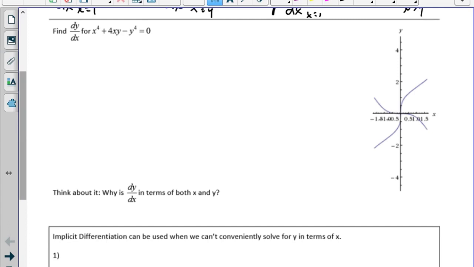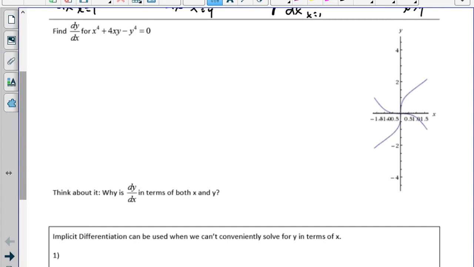So what we might want to do then is deal with a graph, for example, of x to the fourth plus 4xy minus y to the fourth equals 0. So we have a Desmos equivalent of this graph already on our paper. What might we want to do here? What we will do is something called implicit differentiation, and that can be used when we can't conveniently solve for y in terms of x.